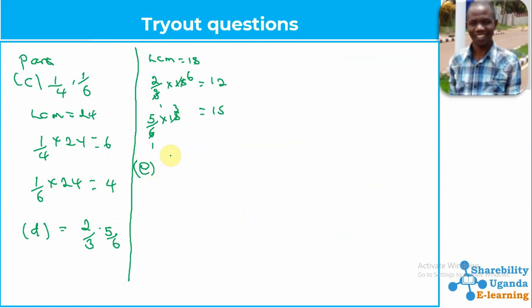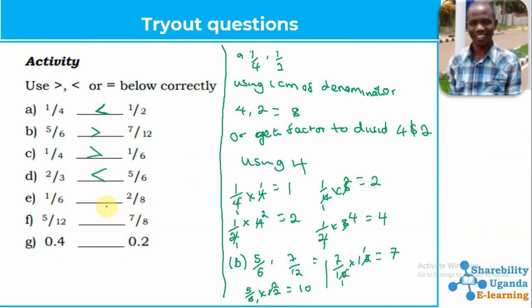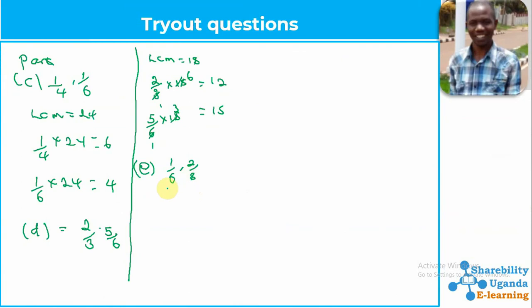Our part E is what? It is 1 out of 6 and 2 out of 8. Is that true? 1 out of 6, 2 out of 8. So that is our part E. So we want to look out for a number which can divide this.